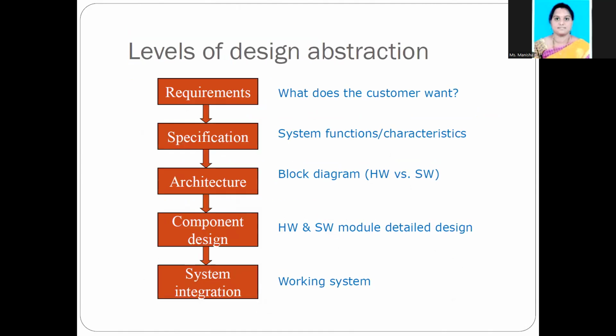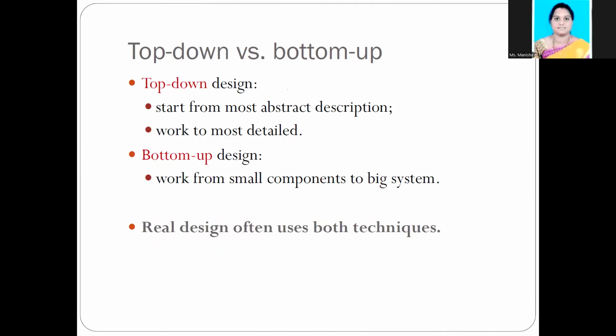So in this engineering, the levels of design abstraction will be: specification, requirements, specification, architecture, component design, and system integration. If it is requirements, what does the customer want? If it is specifications, system functions and characteristics. Architecture will have the abstraction of a block diagram. Component design will have hardware and software module detailed design. System integration will have a working abstraction.